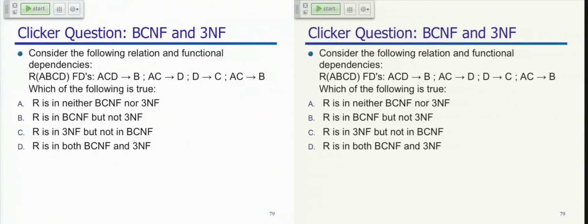The question is, is it in 3NF? Now, for this to be in 3NF, we need to go back to this D gives you C, and see whether it would be in 3NF. D gives you C, D is not a super key, however I have a key in which C is an attribute. Since C is part of one of my keys, then D giving you C is not violating 3NF.